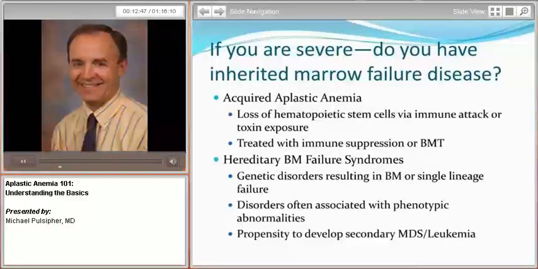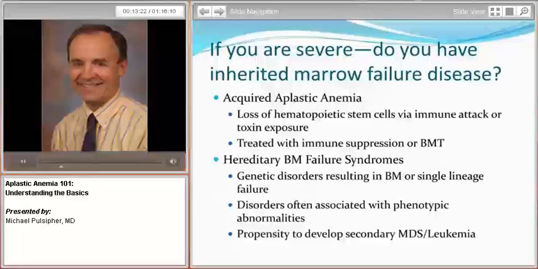But there is another group of patients that it's important to be aware of to make sure that you don't fall in that category, because these particular individuals don't tend to respond to immune suppression or bone marrow transplant. These are patients who have hereditary bone marrow failure syndromes. These syndromes are genetic disorders resulting in bone marrow or single lineage failure. When I say single lineage, that means that you can have a bone marrow that is down just with the platelets, or a bone marrow that is down just with the red cells.